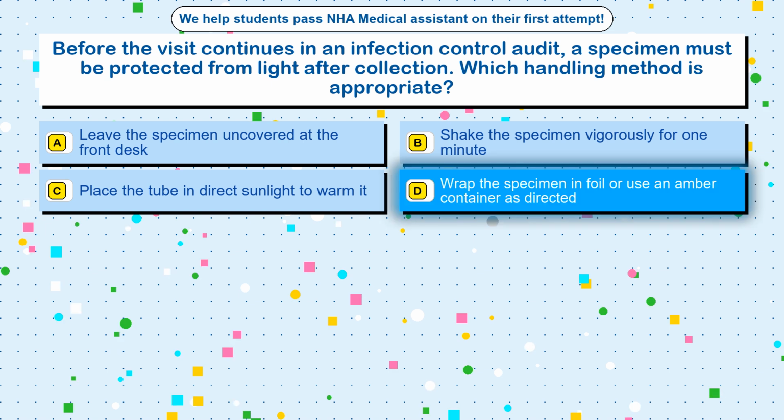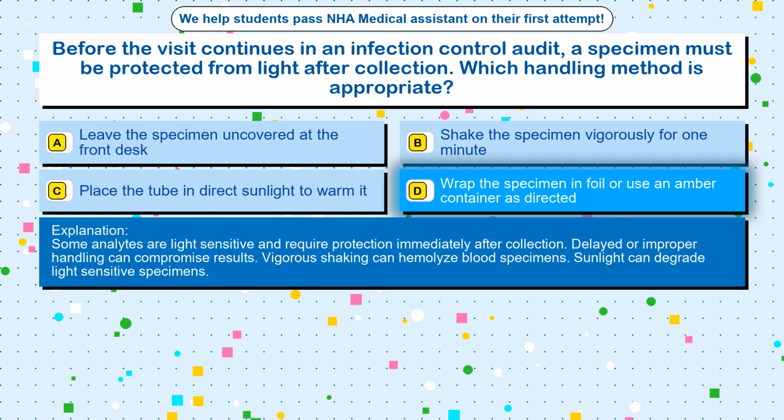The correct answer is option D. Wrap the specimen in foil or use an amber container as directed. Some analytes are light sensitive and require protection immediately after collection. Delayed or improper handling can compromise results. Vigorous shaking can hemolyze blood specimens. Sunlight can degrade light-sensitive specimens.